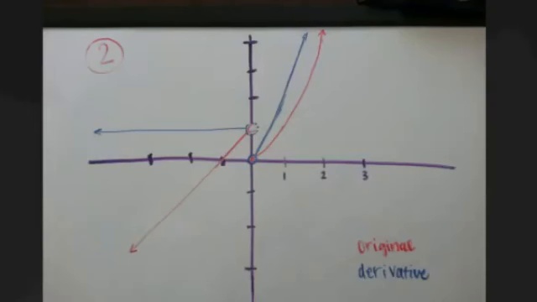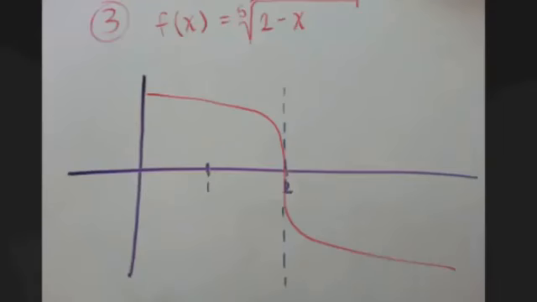As we can see from the graph, the derivative function isn't continuous. There's another jump in the graph. The left-hand and right-hand limits do not equal each other. Therefore, the original function is not differentiable.